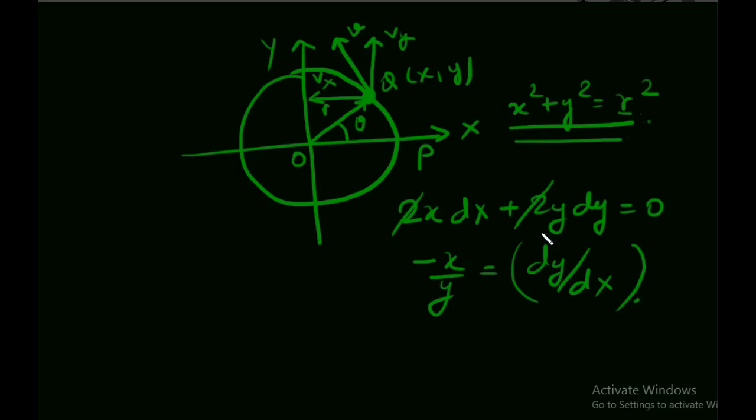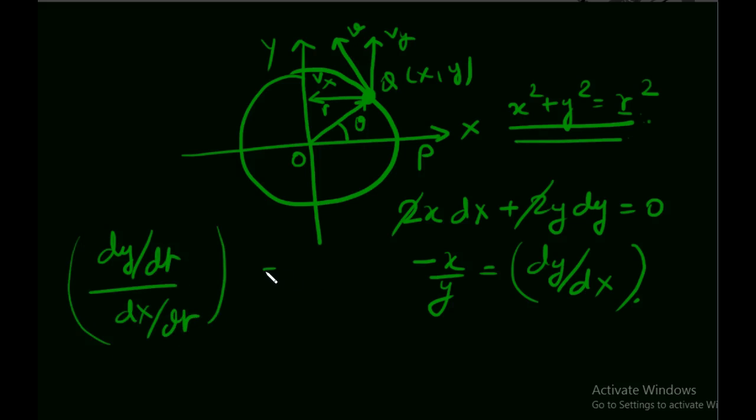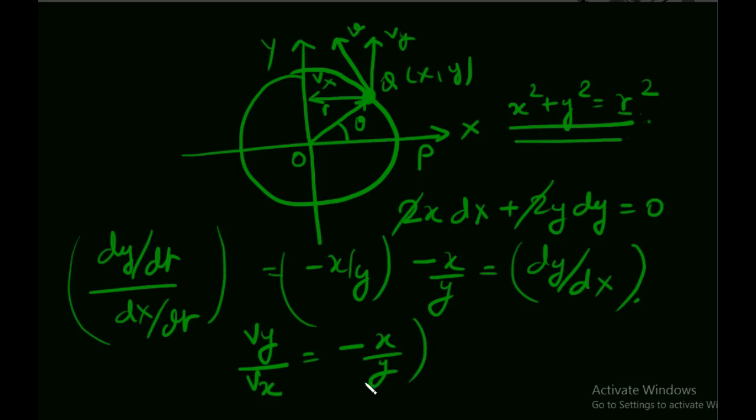And you see, dy by dx can also be written like this: dy by dt over dx by dt. There's no harm in introducing a denominator of dt. Okay, so you see, dy by dt, as we all know, is the velocity in the y direction of the particle. dx by dt is the velocity in the x direction of the particle. This is equal to minus x over y.